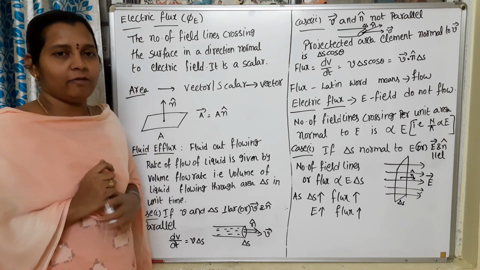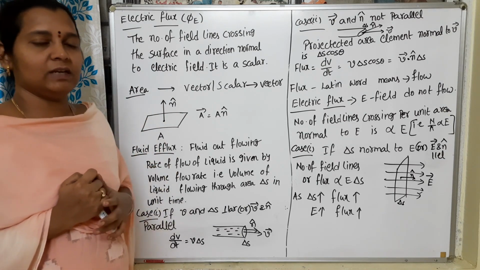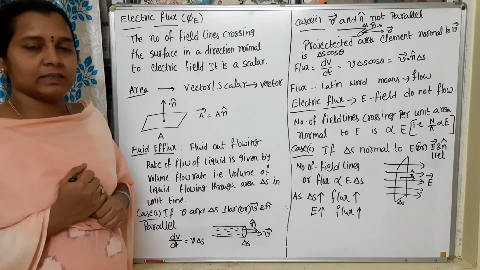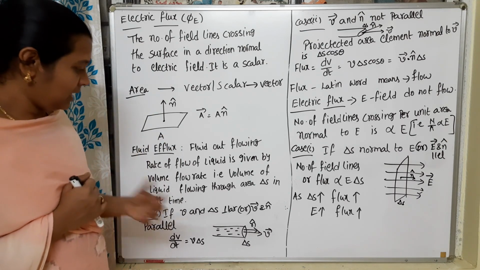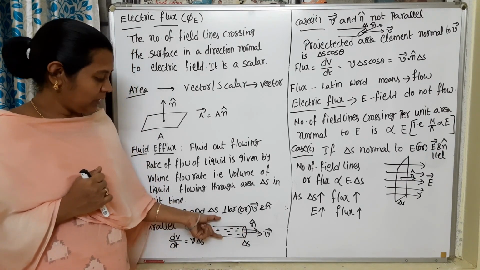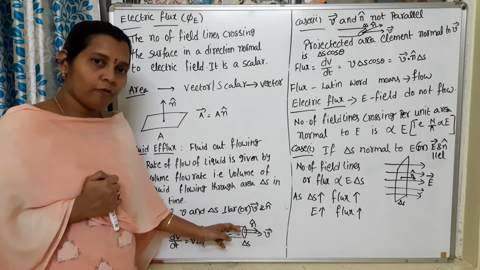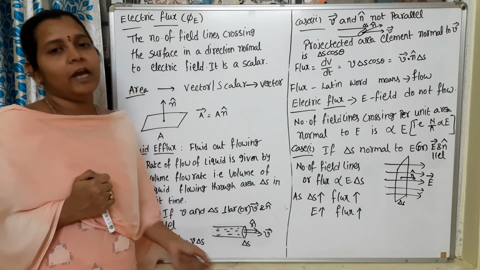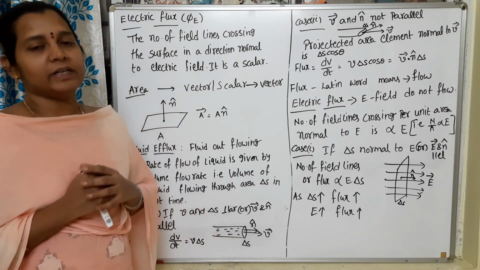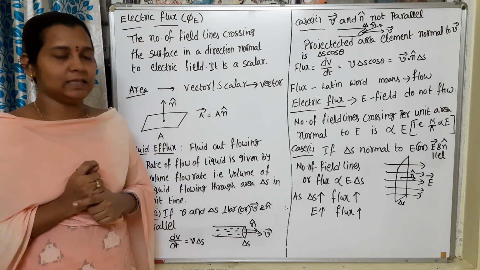Now, before going to electric flux, this is the same analogy as the fluid efflux, which we already discussed in mechanical properties of fluids. Fluid efflux means the fluid which is outflowing. Let us consider a tube with a surface delta S. Fluid efflux is defined as the volume of fluid flowing across the surface delta S in a unit time, which is nothing but the volume flow rate through that surface.